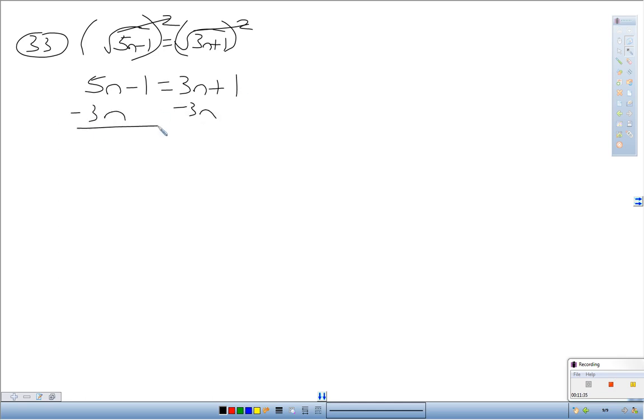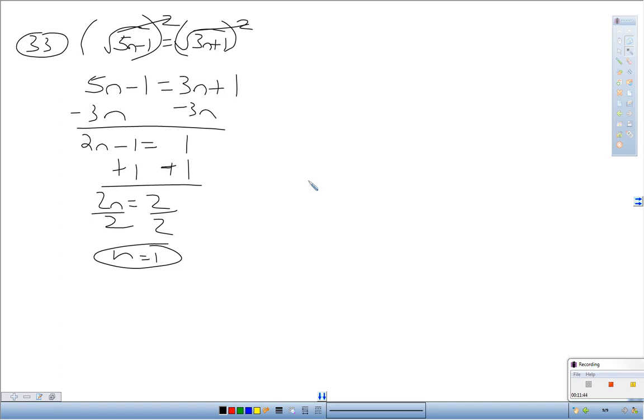I can subtract 3n from both sides, that'll give me 2n minus 1 is equal to 1. I can add 1 to both sides and get 2n is equal to 2, and then I can divide by 2, and that gives me my final answer of n is equal to 1.